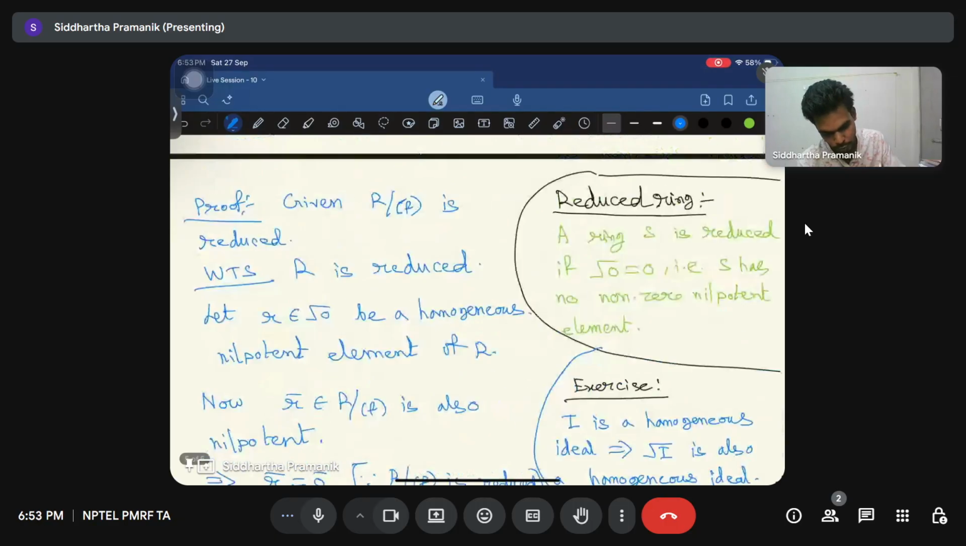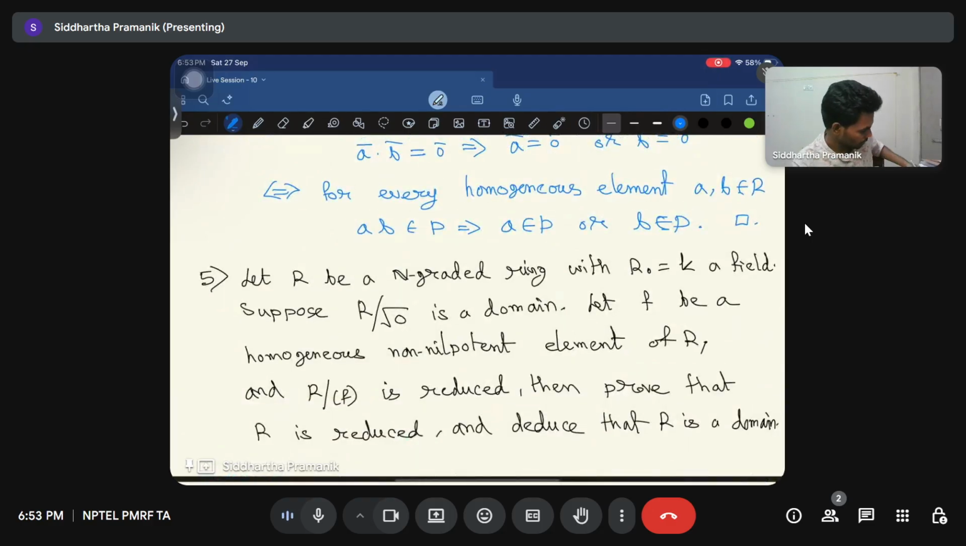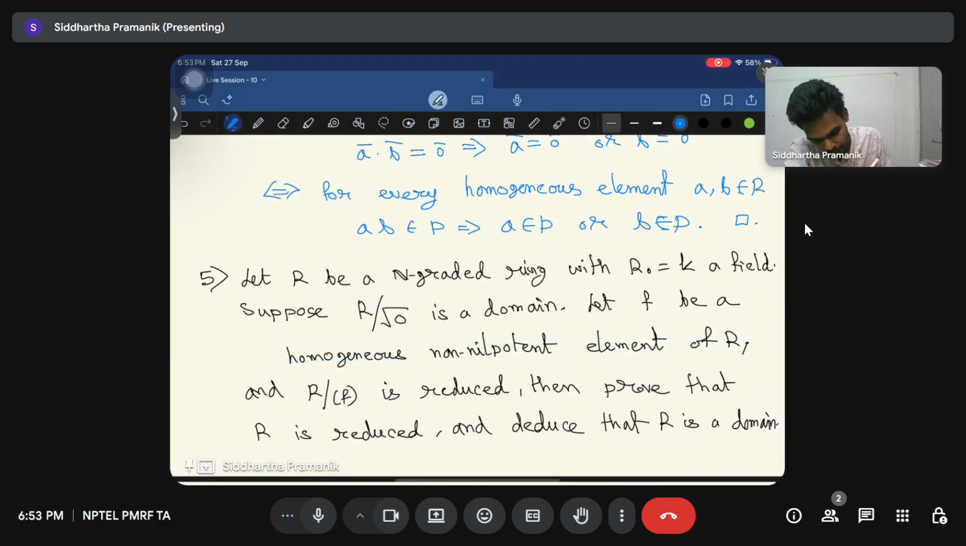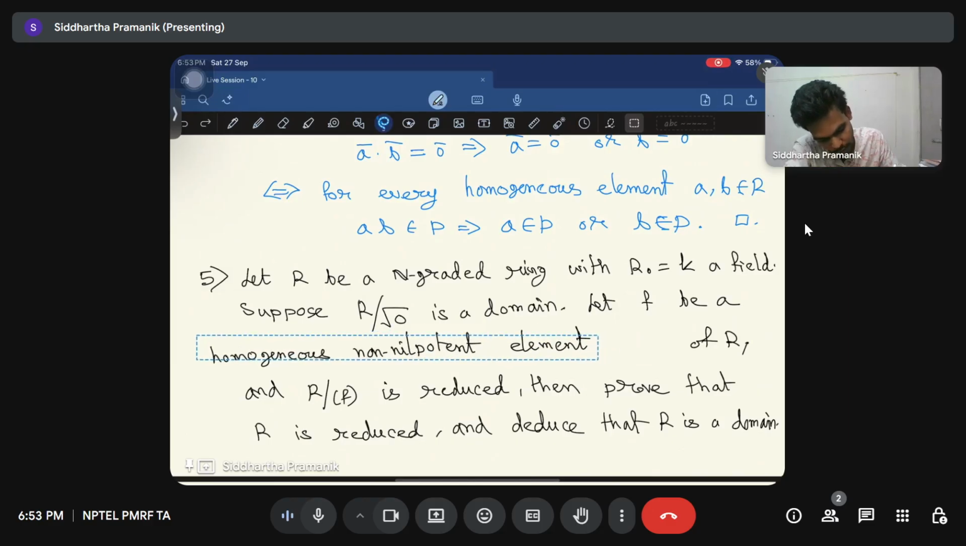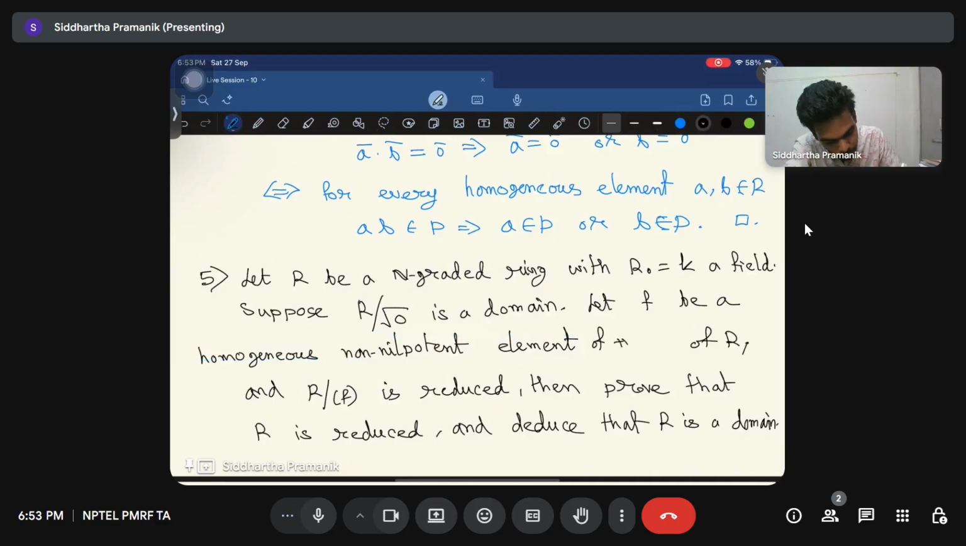So F is an element of positive degree. I forgot to mention that F is a homogeneous non-nilpotent element of positive degree of R, and this is reduced.